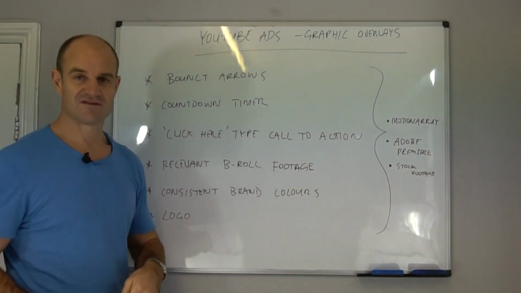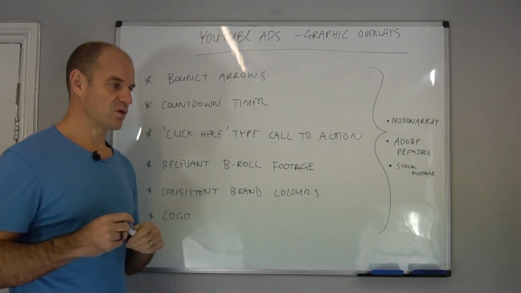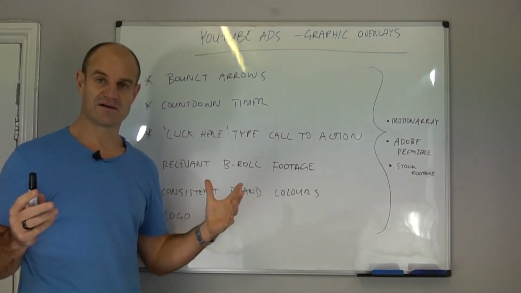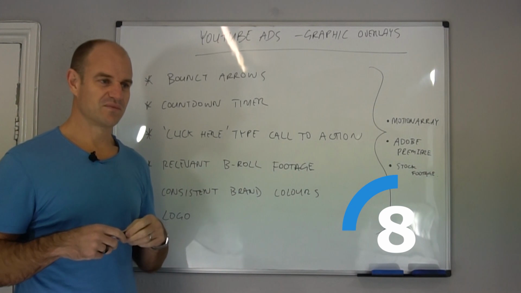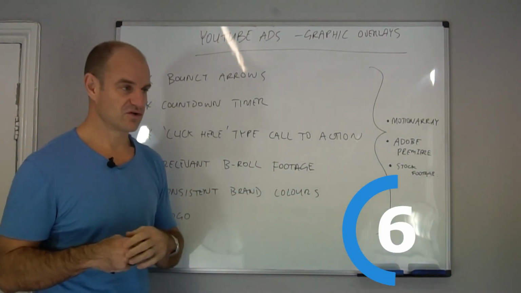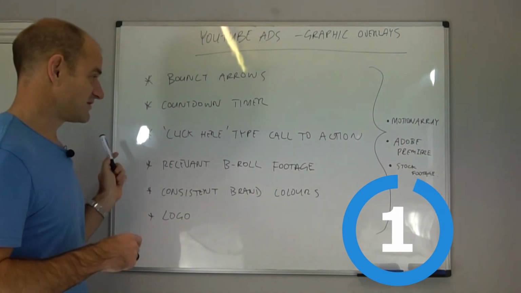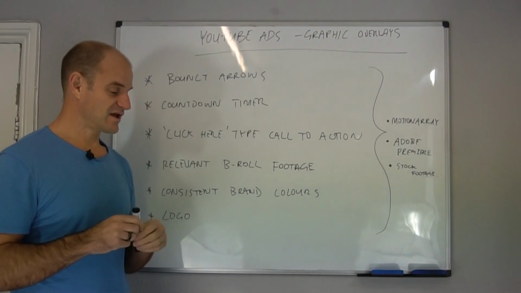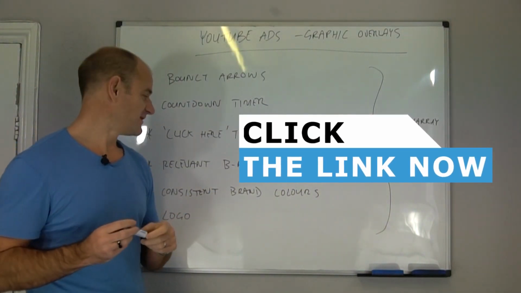The next thing is a countdown timer. If you have an offer that requires scarcity or a countdown, then you can do something like this, which allows you to introduce scarcity into your ads. The next thing obviously is the click here type call to action. So telling people to click here like this will work pretty well too.